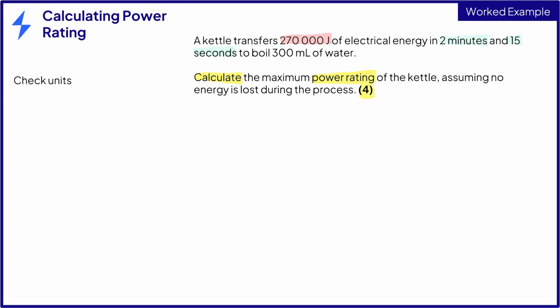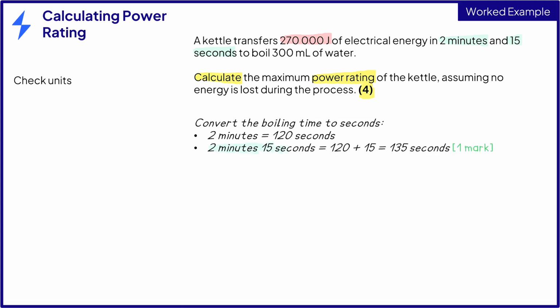First, check the units are all standard. Boiling time is in minutes and seconds, so it must be converted into seconds. It is best to break it down. 2 minutes is equal to 120 seconds. 2 minutes and 15 seconds is equal to 120, add 15, which equals 135 seconds, for 1 mark.